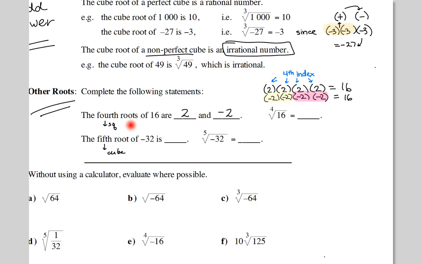The fourth roots of 16 are 2 and minus 2, because you can have two answers. However, the answer to this problem here is just what? 2. Because this symbol wants the positive only. Just that symbol, that radical-looking symbol, tells you the positive only.